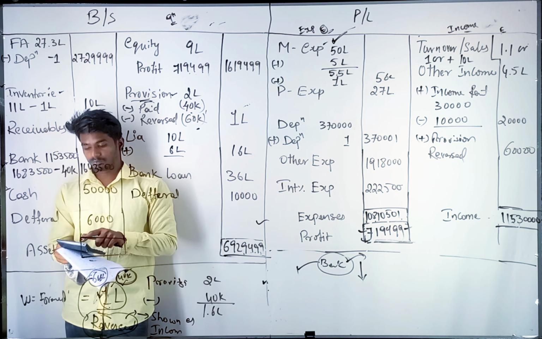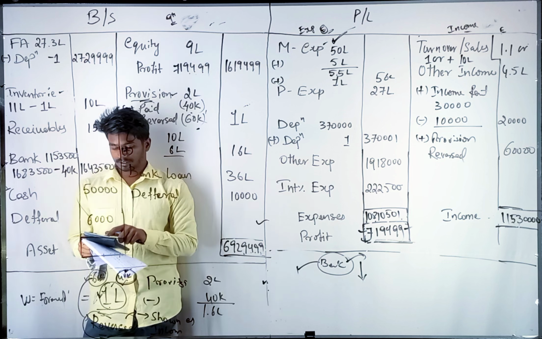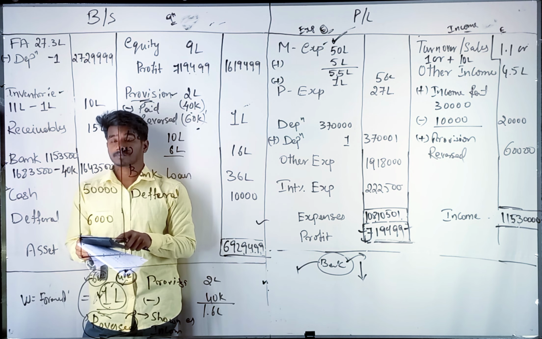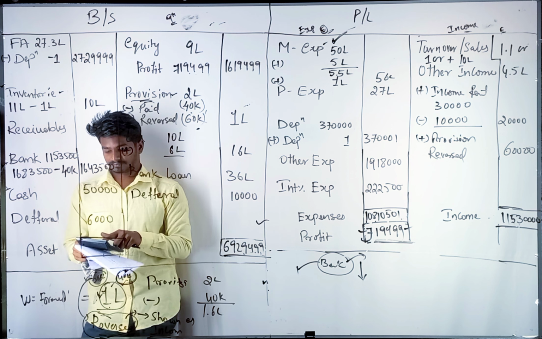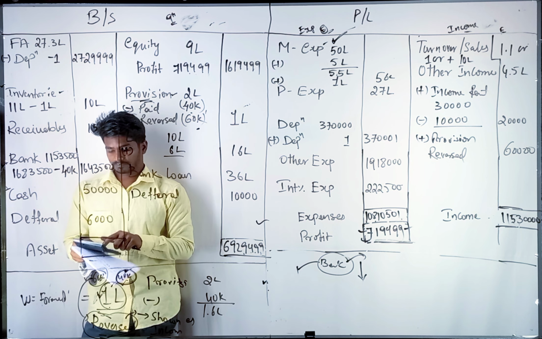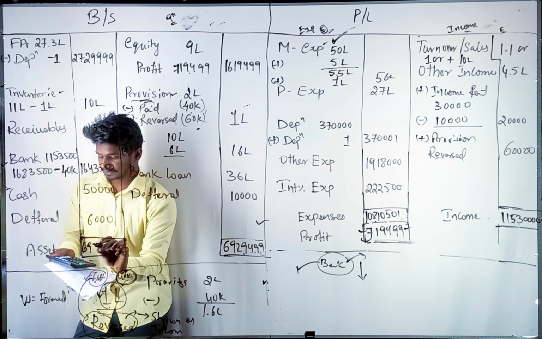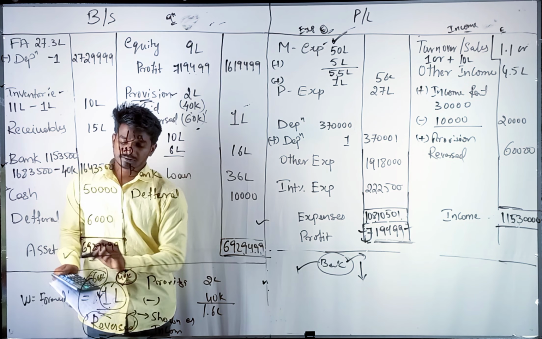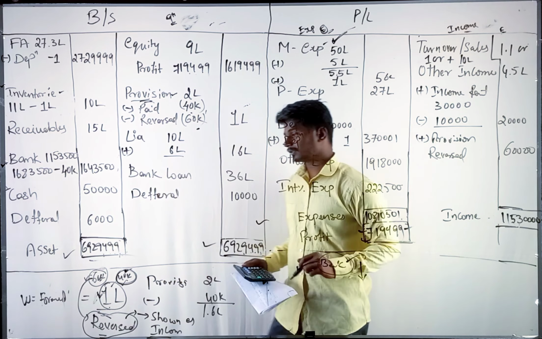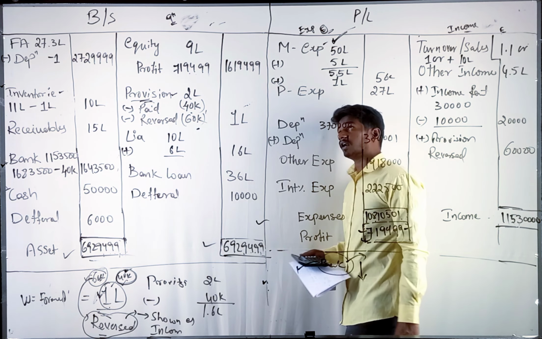27, 29999. And 10 lakh, again 15 lakh, 16, 43, 500, 56,000, 69, 29, 499. These balances are same, tallied. Then your answer is correct.